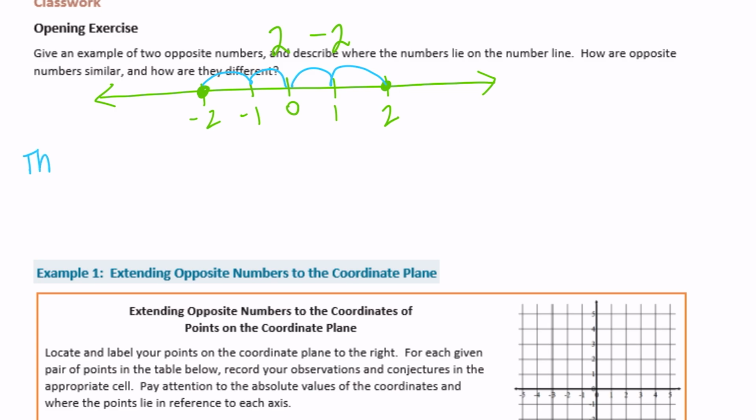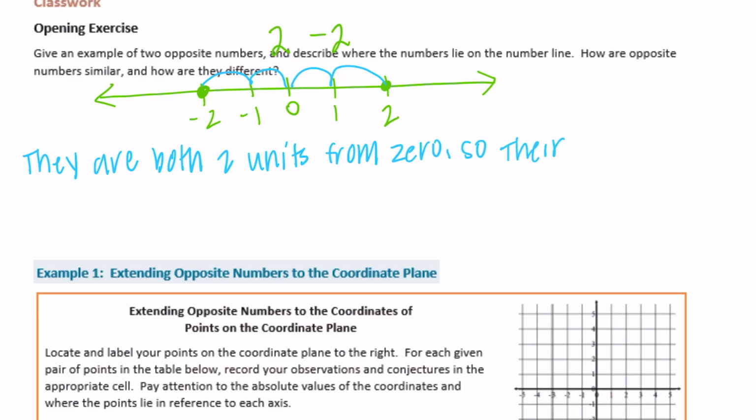They are both 2 units from 0. And we can also say their absolute value is the same. It's 2. So they're different because one's negative, one's positive, or we could say they're different because they're on opposite sides of 0.